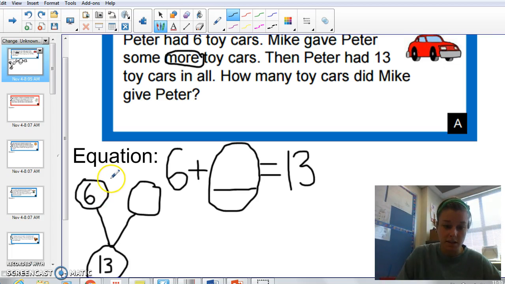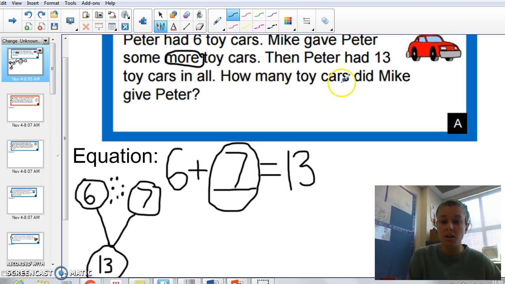So I'm at 6, 7, 8, 9, 10, 11, 12, 13. So I'm at 13, so I'm going to stop. And what I'm going to do now is count all these dots to figure out what this part is. So 1, 2, 3, 4, 5, 6, 7. So this answer right here is 7. So my missing number is 7.